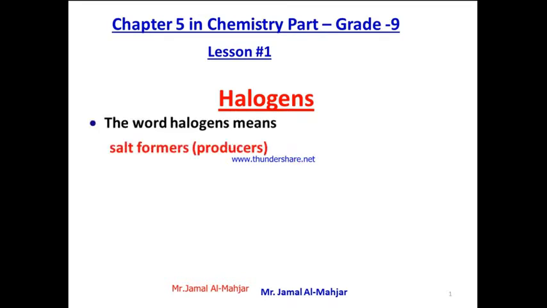What does it mean, halogen? The word halogens means salt formers or salt producers, because when they react with metals they form salts. That's why they are called salt formers or salt producers.